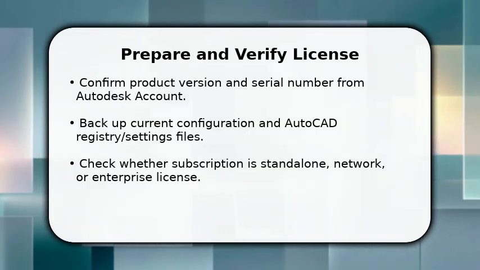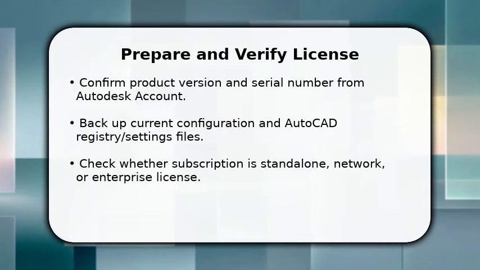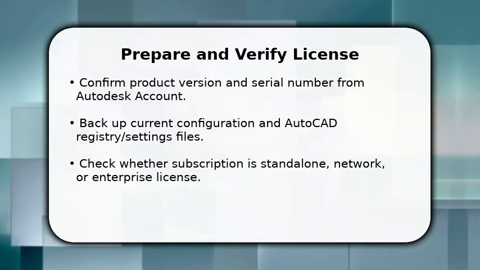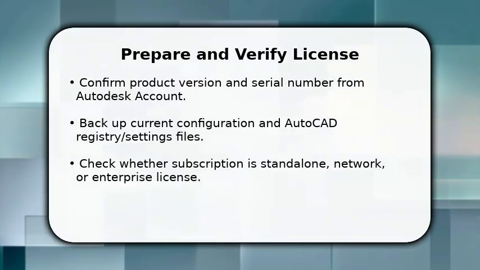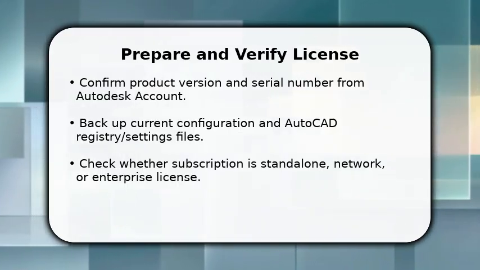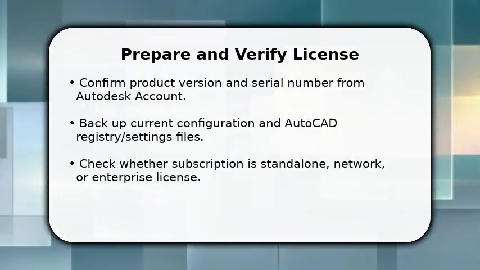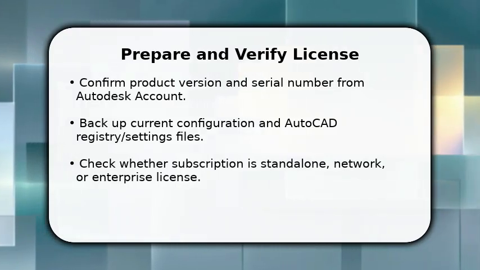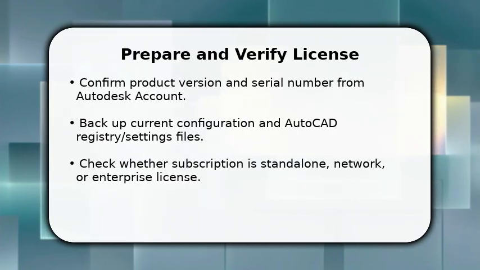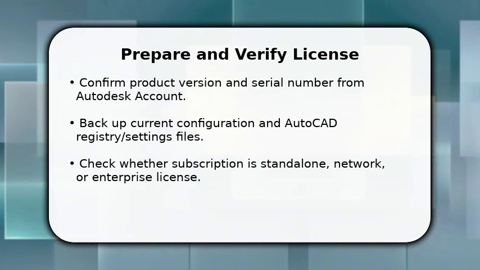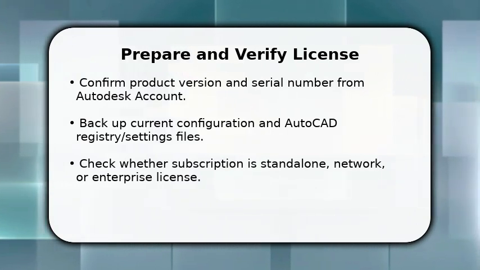You start by confirming exactly what kind of AutoCAD license you have and gathering proof: product version, serial number, and account credentials. Once done, back up your AutoCAD settings and any registry keys or preference files so you can restore them later. Make sure you have administrative rights on the machine and access to your Autodesk account or your organization's license server information. These steps avoid guesswork and let you proceed with supported options rather than risky workarounds.